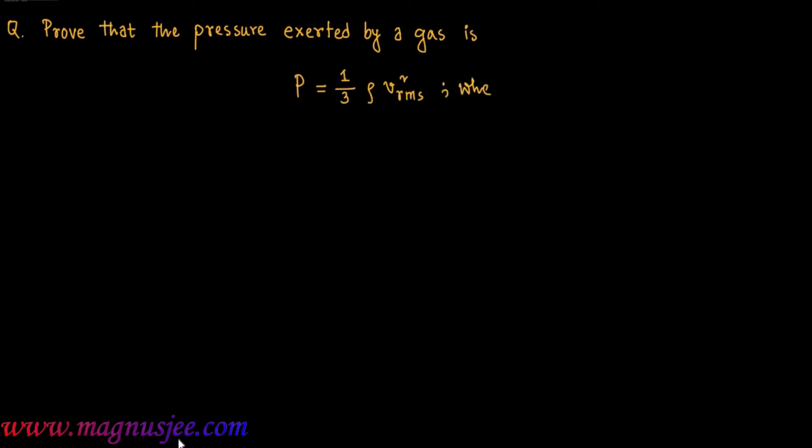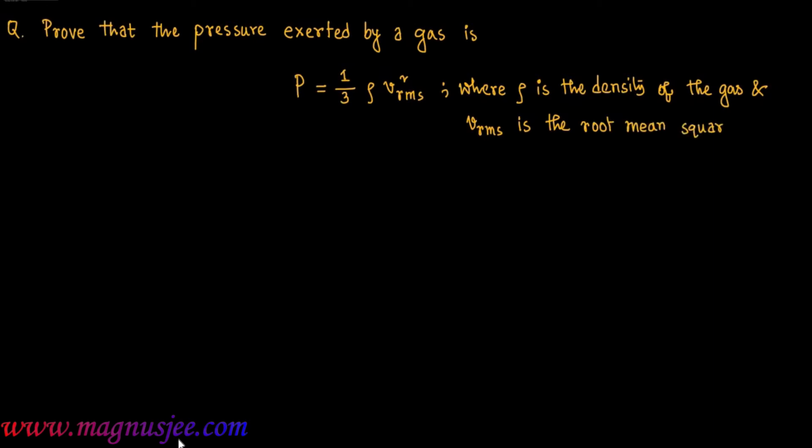Prove that the pressure exerted by a gas is P equal to 1 by 3 rho V RMS square, where rho is the density of the gas, and V RMS is the root mean square velocity of n number of gas molecules. V RMS is the root mean square velocity of gas molecules.